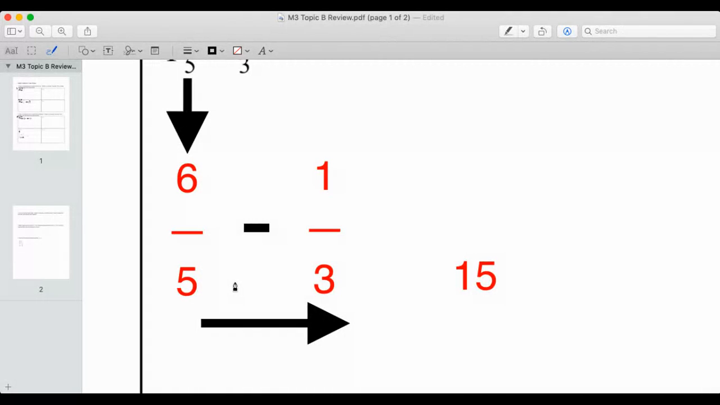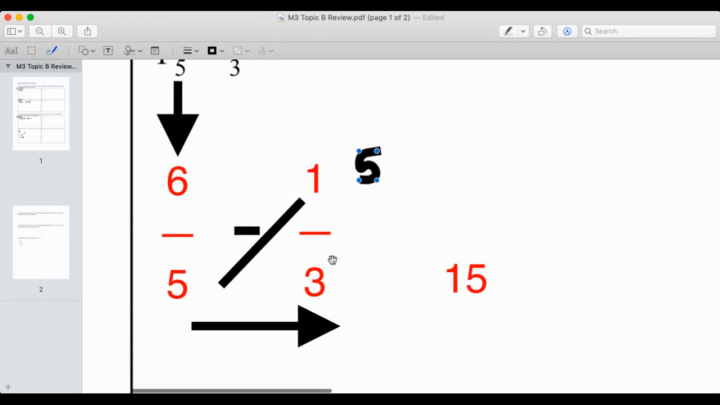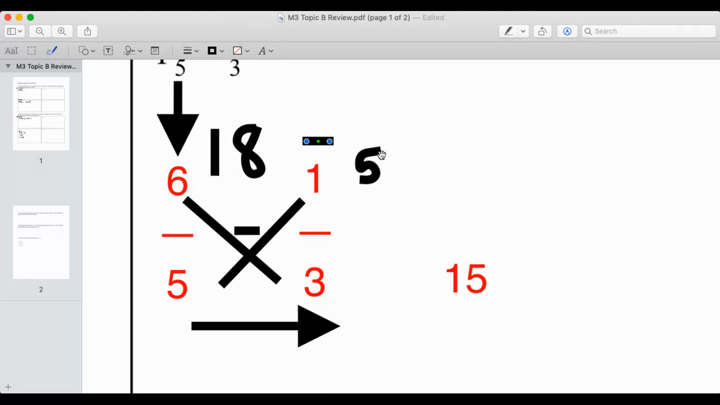Step 2 is to cross multiply to find your new numerators. 5 times 1 is 5. 3 times 6 is 18. We are subtracting. This was a subtraction problem, so it's important to rewrite your sign so you remember what you're doing. 18 minus 5 is 13. So our final answer is 13/15.